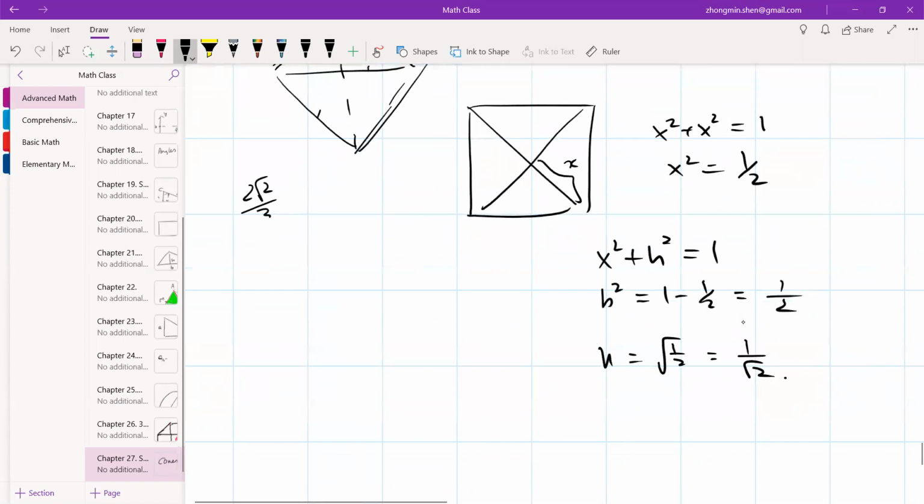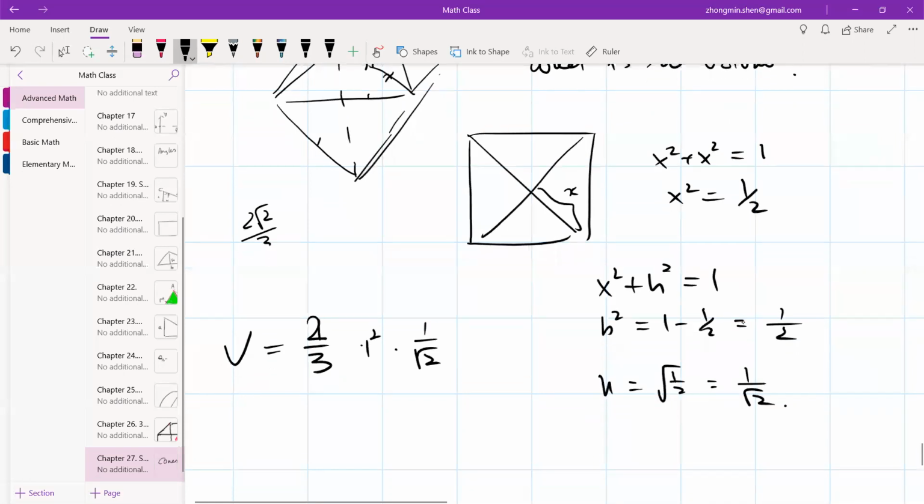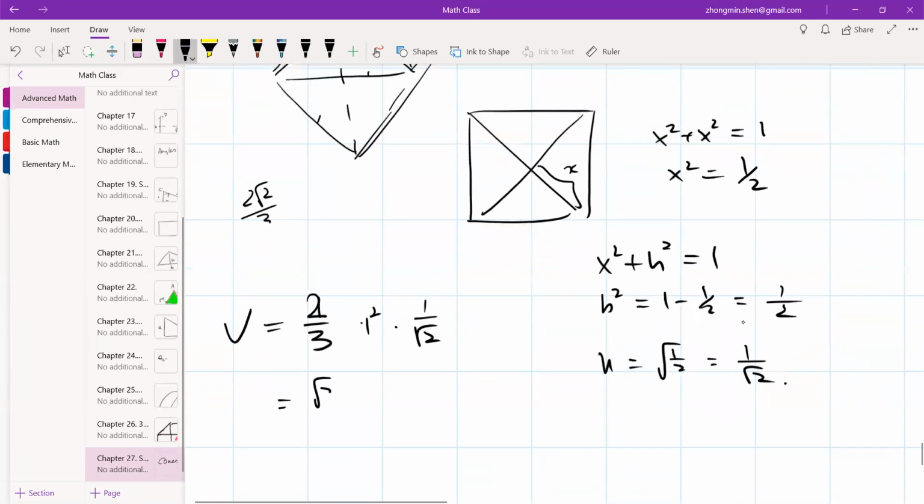Once you get that, you can get the volume of one pyramid. It's 1/3 times base area, the square, times height. And then you also have to multiply by 2 because it's double. Then that's going to be square root 2 over 3. It's not going to be 2 times. Square root 2 over 3. So Alex got the right answer. Okay, great.